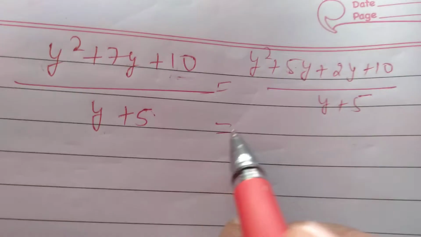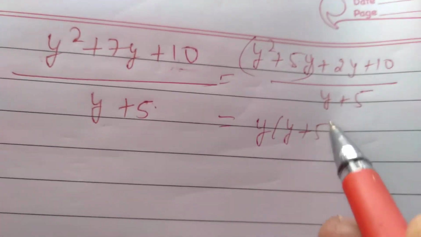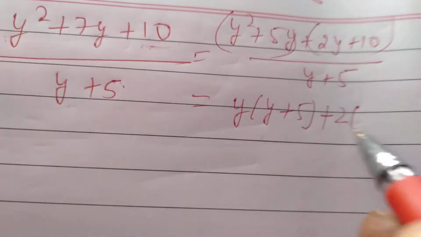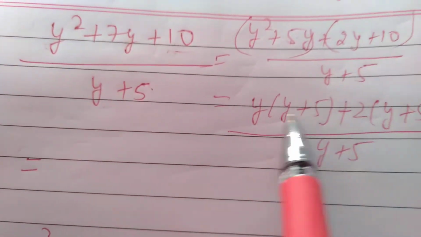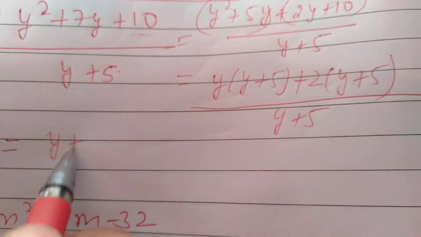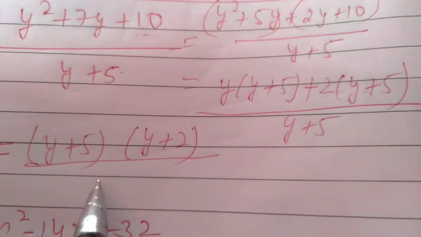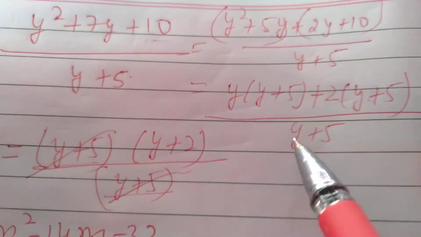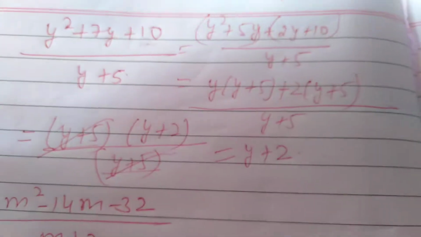So you can see here you can take common from the first two terms, that is y is common, so y plus 5 will remain, and what will be common in the last two terms is 2, so y plus 5 again remained. Y plus 5 is in the denominator, so you can take y plus 5 common and y plus 2 will remain in the bracket after taking common, and y plus 5. Now y plus 5 is the same binomial in the numerator and denominator, so you can cut it and you will get y plus 2 as the solution, right?